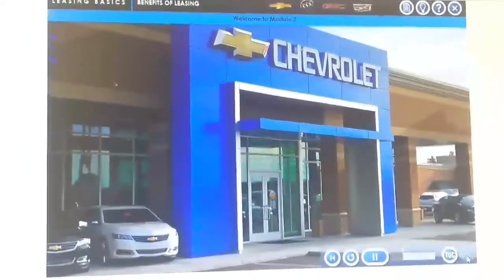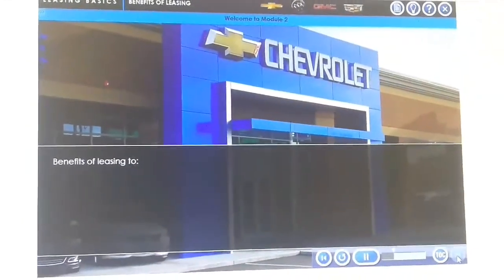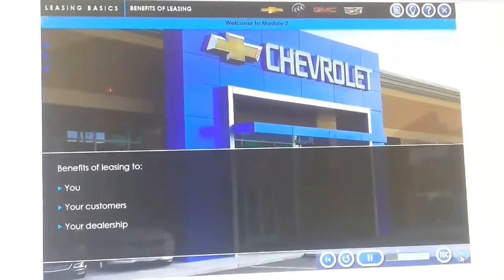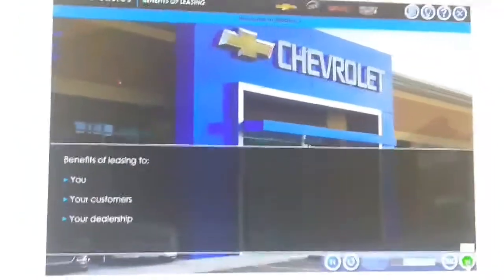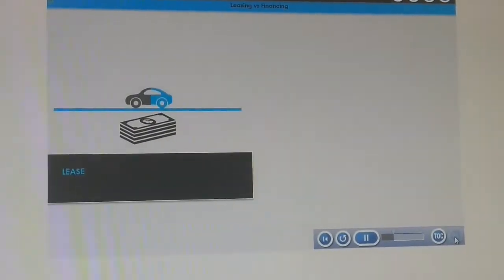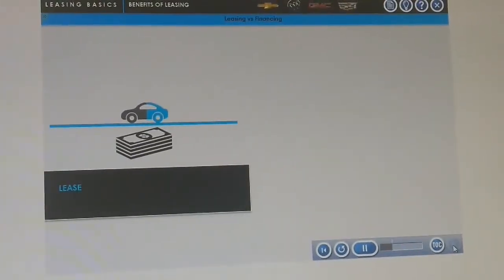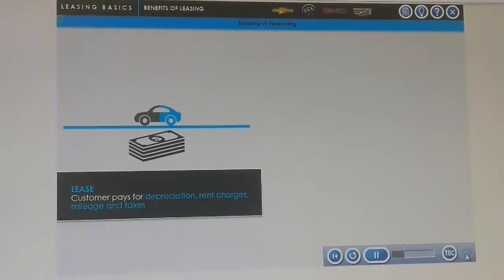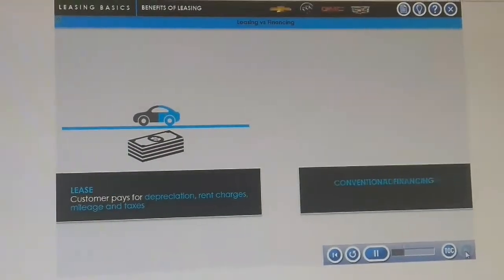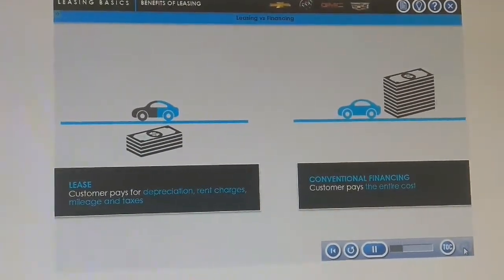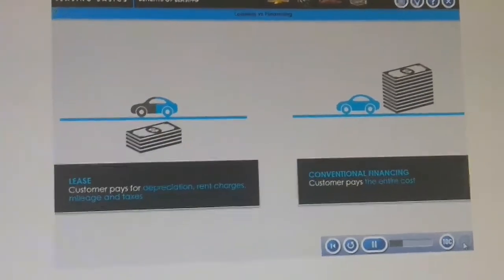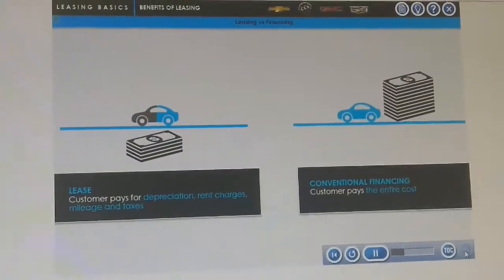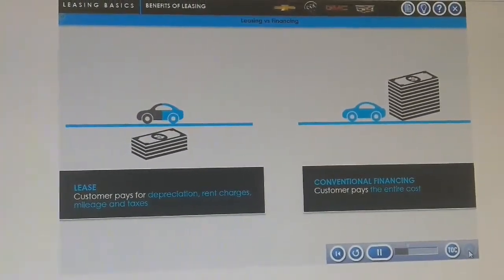Welcome to Module 2. In this module, we'll discuss the benefits of leasing to you, your customers, and your dealership. One of the biggest benefits lease customers enjoy is that payments are frequently lower for leasing than financing. Why? With a lease, the customer pays for the depreciation of the vehicle, plus rent charges, mileage, and taxes. With conventional financing, the customer pays for the entire cost of the vehicle, plus taxes and finance charges. The result is that monthly lease payments are frequently lower than retail finance payments for the same length of contract term.